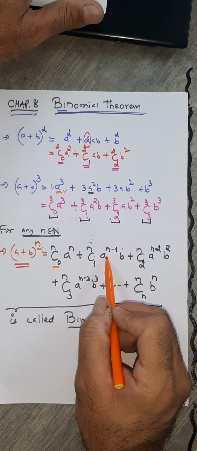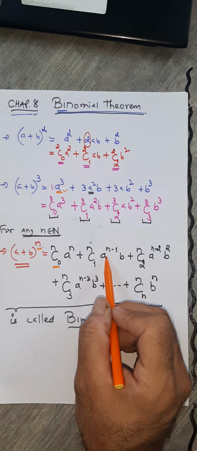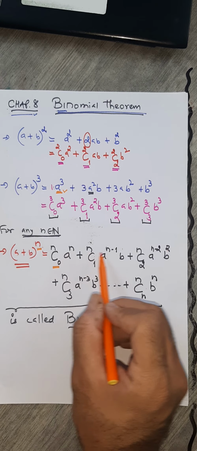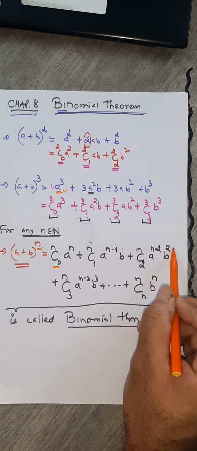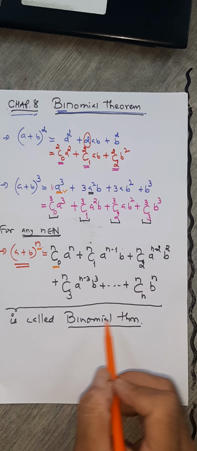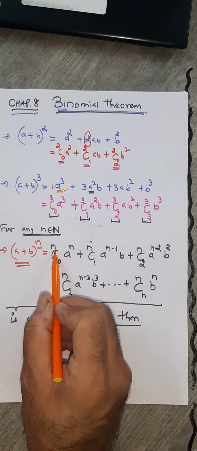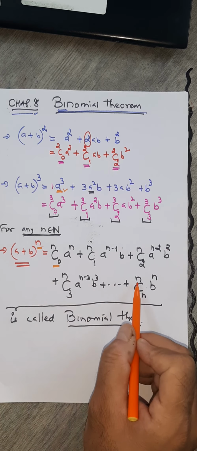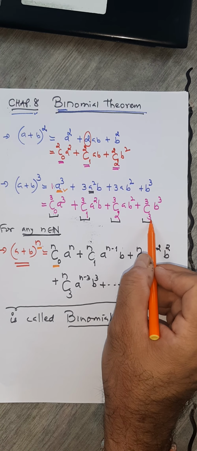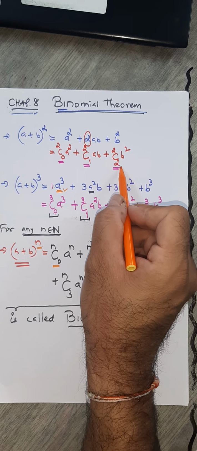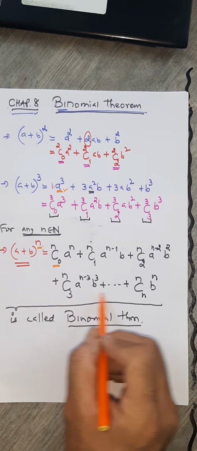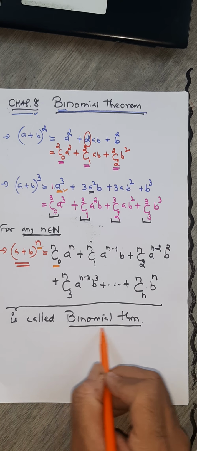If you observe carefully each term here, the sum of powers of a and b is n, n, n, n, remember? That's one observation. Number one, it always starts with 0 and it ends when these two are equal. See, 3c0, we stop at 3c3. 2c0, we stop at 2c2, right? So this expansion, (a plus b) whole raised to n, written in this way, is called binomial theorem.